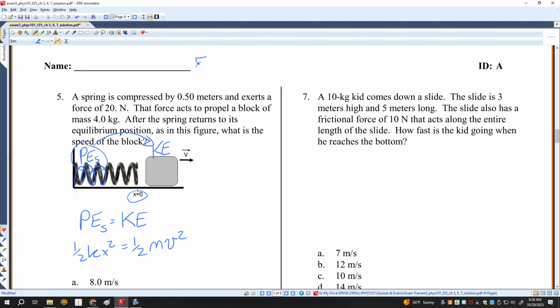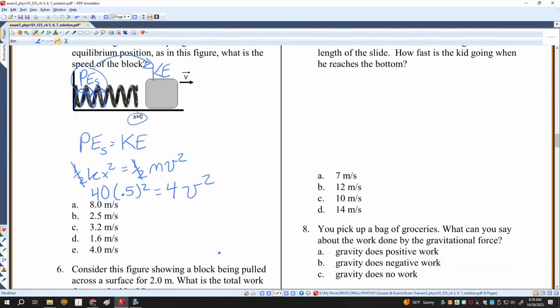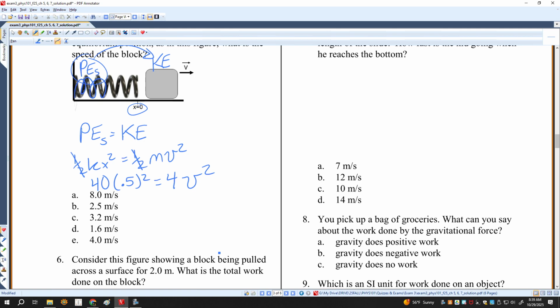I know that F is equal to kx. That's Hooke's law. If I am applying a force of 20 newtons in order to compress that spring, and I get a compression of 0.5 meters, that means that k is equal to 40. Right, so I can now solve this: 40 times 0.5 squared is equal to the mass, which is 4, times v squared. That's 10 divided by 4 is 2.5. The square root of 2.5. Yeah, so the answer is 1.6.